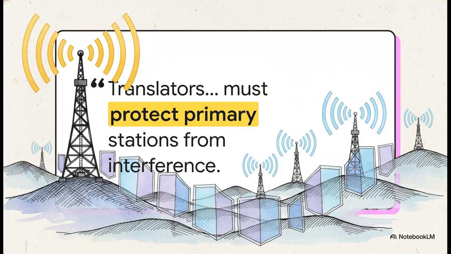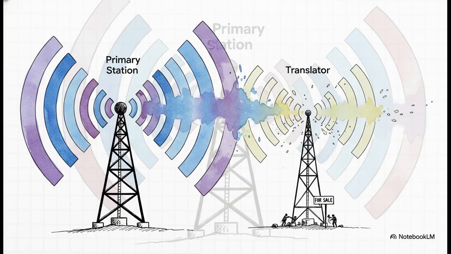And that leads to the single most critical rule in the entire translator world. They must never cause interference for primary stations. Their first job above all else is to do no harm. This has some major implications. Not only can a translator not cause interference, but it also can't claim any protection from interference. So if a new full-power station wants to sign on, or an existing one wants to upgrade in a way that messes with the translator, well, the translator is the one that has to move or shut down. This makes finding a clear, stable frequency an absolutely massive and ongoing engineering challenge.